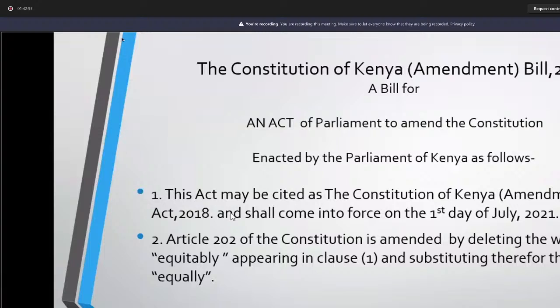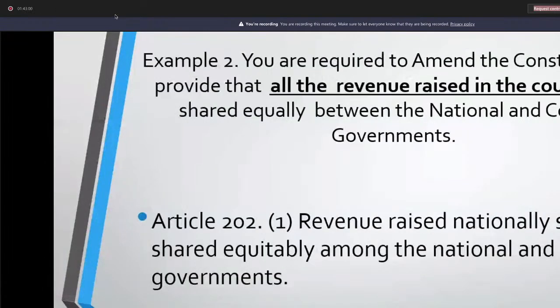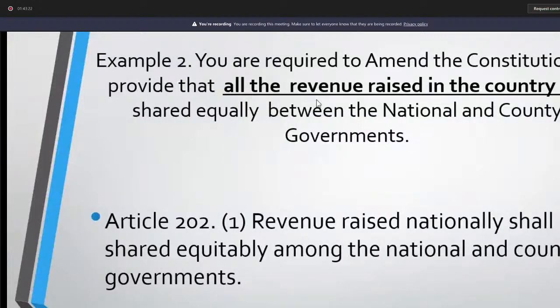So I want to go to the next example, which I hope will help to relate with what we've covered earlier. The second example says you are required to amend the Constitution to provide that all the revenue raised in the country, and I've bolded this, be shared equally between the national and county government. To be a very good idea. Anyway, the other time we were only amending revenue raised nationally. At this time we say revenue raised in the country.